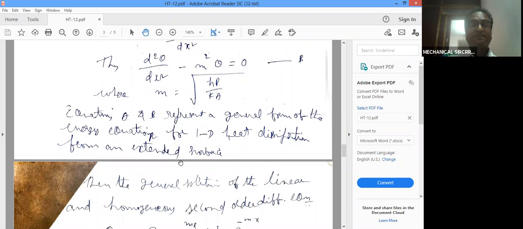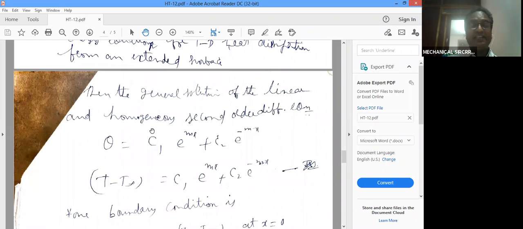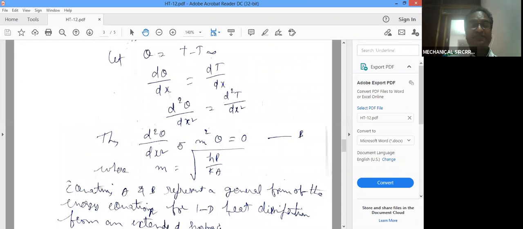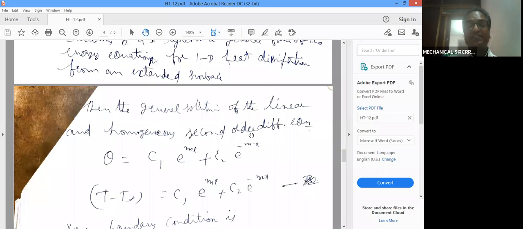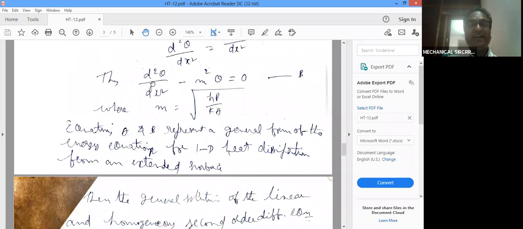So what is the general solution for this equation, d square theta by dx square minus m square theta is equal to 0? The general solution of a linear, homogeneous, second order differential equation.